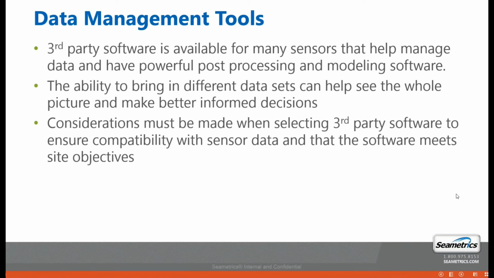There are several data management tools out there. There's tons of third-party software available now that takes all of your data and will do graphs and such showing you exactly how that water is flowing. The ability to bring in different data sets can help see the whole picture and make better informed decisions. Again, when you're selecting third-party software, you need to make sure it's compatible with your sensors. We have had situations where people go out and buy a sensor from somewhere, software from somewhere else, and then they try to get it all together and it just doesn't work. I would suggest always trying that before you actually make your purchases.